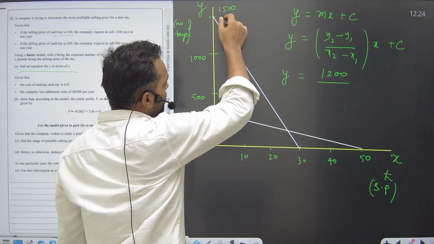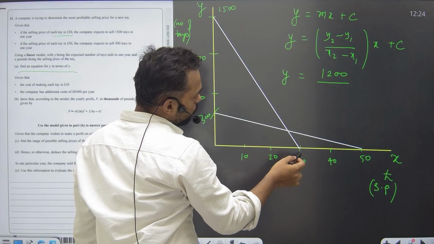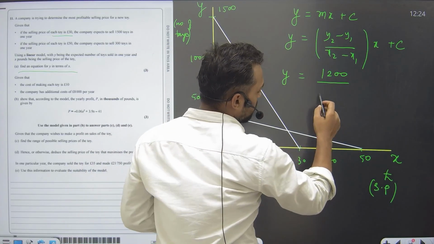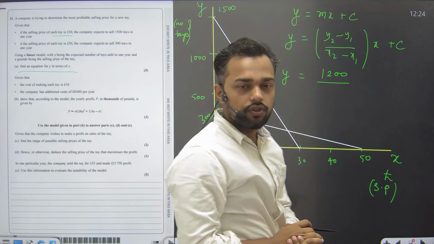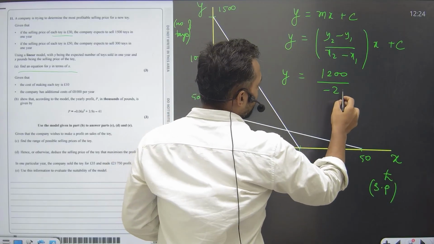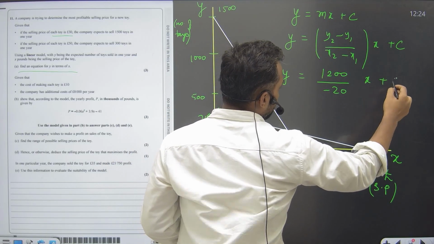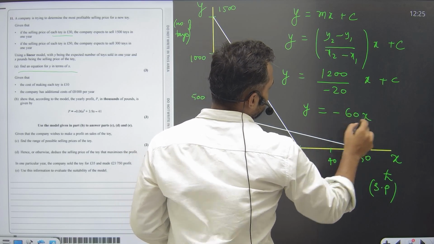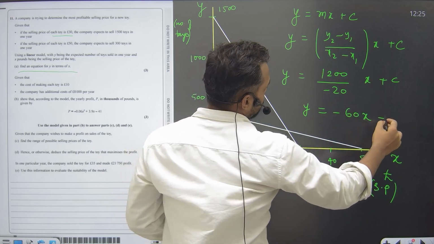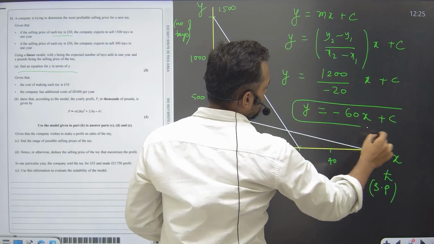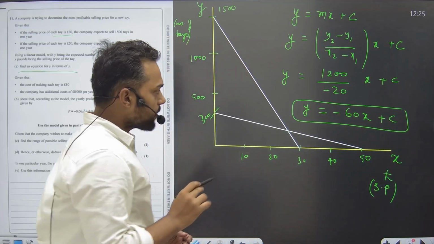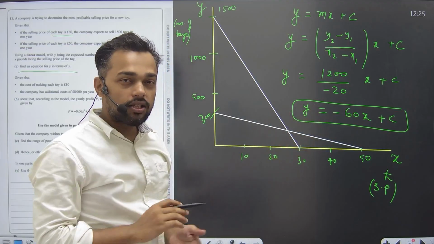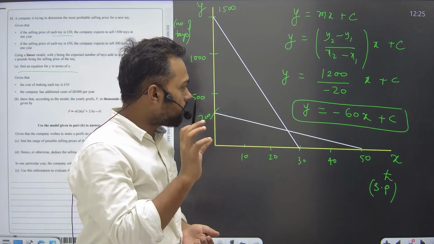So for 1500, x2 was 30, and for 300, x1 was 50. So you will get 30 minus 50, that will be equal to negative 20. So here you will get y equals minus 60x plus c. This is our equation. But we can see that there is a constant term, so we need to find the constant term here.